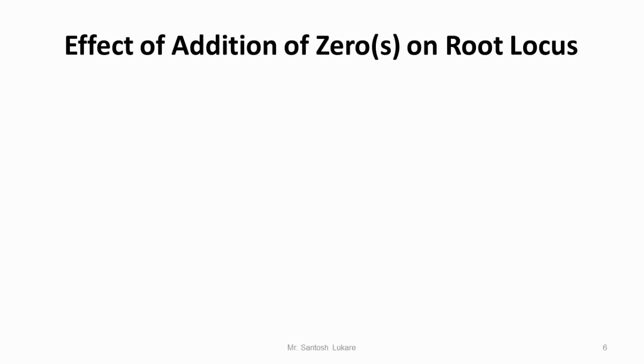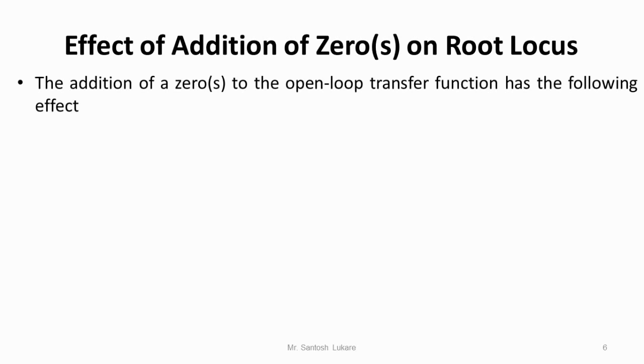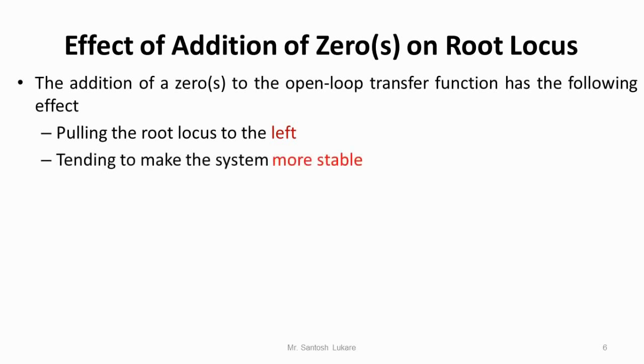The effect of addition of zeros on the root locus. The addition of zeros to the open loop transfer function has the following effect. The first effect is the root locus pulling towards the left hand side of the S-plane. It will increase the stability of the given system and it will speed up the settling time of the closed loop response.